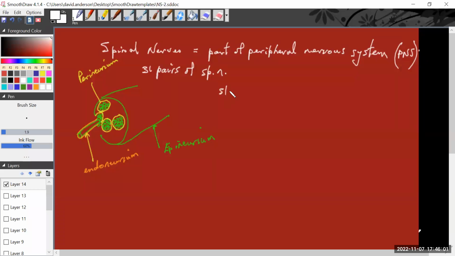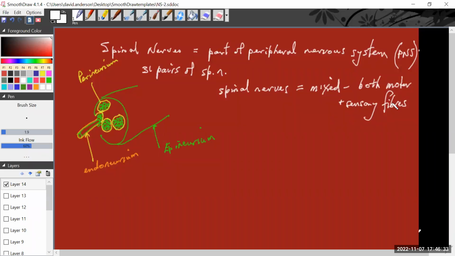So spinal nerves are described as being mixed. They have both motor and sensory fibers. Now, if they're motor, they're going to be axons that are going to finish on skeletal muscle or autonomic targets like smooth muscle or cardiac muscle.